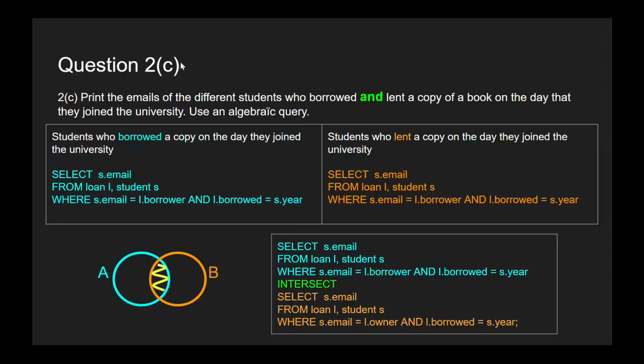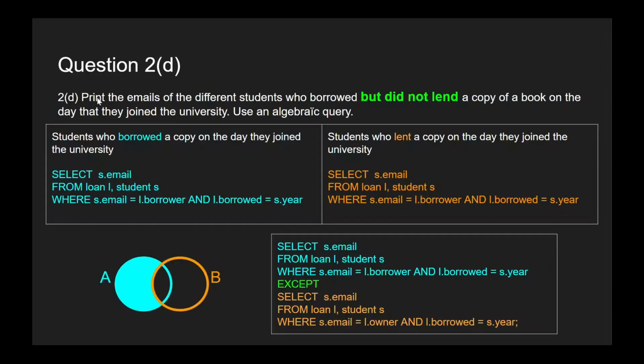So now let's move on to 2C. We are using AND here. Right now, this student must fulfill both conditions. They must have borrowed a book on the day that they joined the university, but at the same time, they also need to lend a copy on the day that they joined the university. So in this case, it will be the intersection here. Instead of union, we change this into intersect. And this is your query, this is your answer.